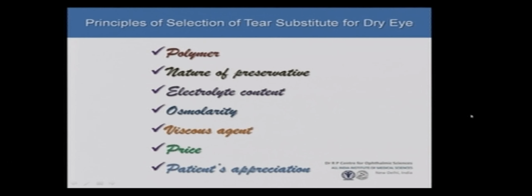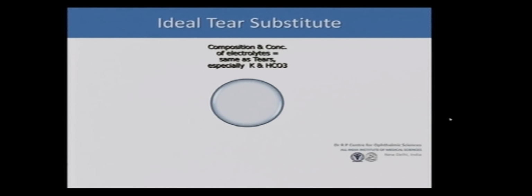Does it have an electrolyte? Do you need that electrolyte for the particular patient? How is the electrolyte content going to alter the osmolarity of the tears of the patient you're treating? What is the viscous agent or the polymer which is present, and do you particularly need this polymer for this particular patient? And of course, whether it fits the patient's pocket, and several times, whether the patient is happy and comfortable with the molecule you've given them.